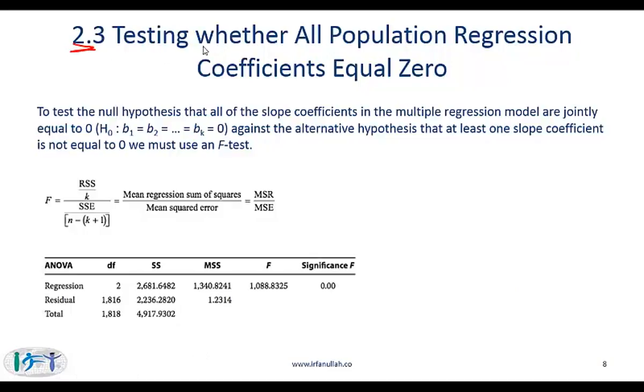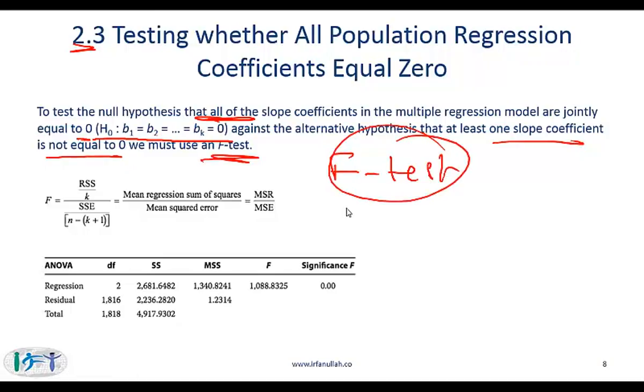Section 2.3 now, testing whether all population regression coefficients equal 0. To test the null hypothesis that all of the slope coefficients in the multiple regression are jointly equal to 0, and that is shown over here, H0, that b1 is equal to b2, etc., all equal to 0, against the alternative hypothesis that at least one slope coefficient is not equal to 0, we must use the F-test.